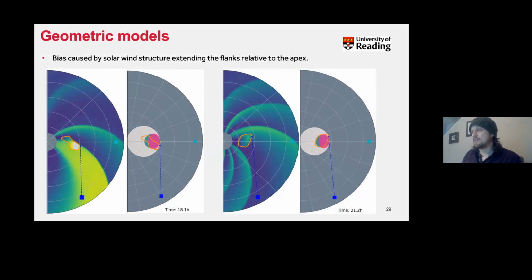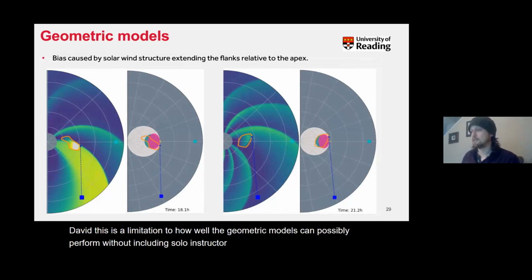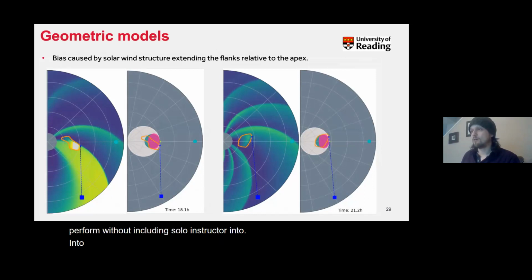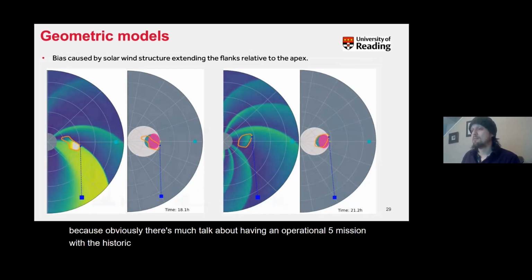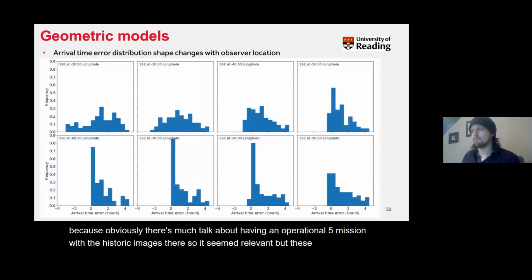And so for these reasons, this is a limitation to how well the geometric models can possibly perform without including solar wind structure into them. And just one final point on this, I've focused on an L5 observer here because obviously there's much talk about having an operational L5 mission with a heliospheric imager there, so it seemed relevant. But these results do depend on where the observer is.